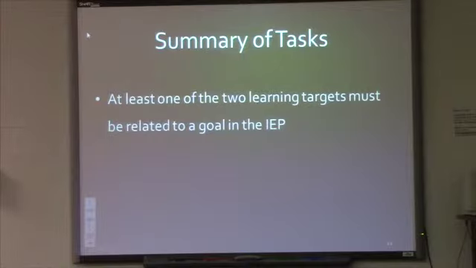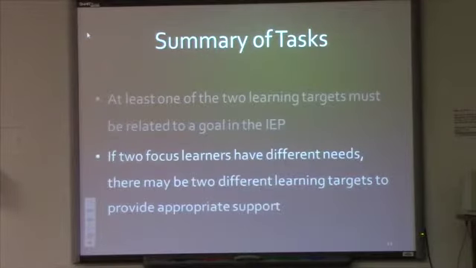But if you have two strong IEP goals, hey, why reinvent the wheel? Use it. Because what it does for you, it provides you structure. It makes it a little bit easier. Well, we hope. If two focused learners have different needs, there may be two different learning targets in order to provide appropriate support. That's what I should have written in there.